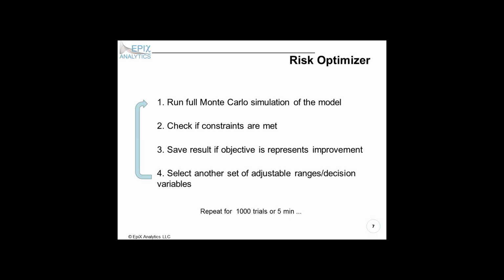You might run RISKOptimizer for 1,000 trials, but each one of those trials includes the complete run of your Monte Carlo model. So you're taking all the complexity of the Monte Carlo and growing it almost exponentially. You're growing it very quickly in terms of being able to run through these alternate scenarios.